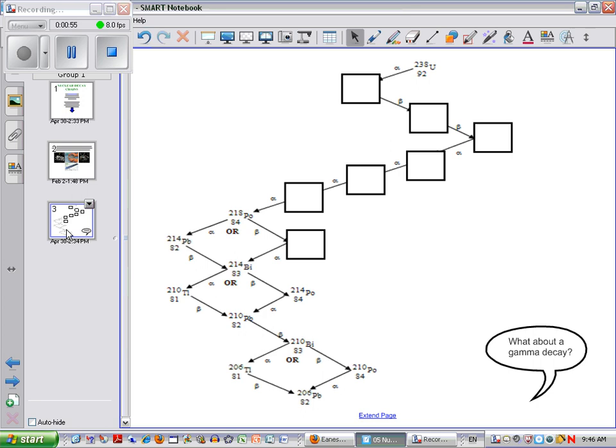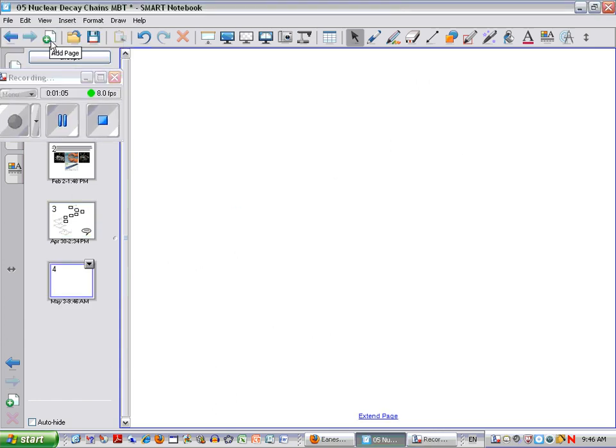I'm actually going to skip this slide because it's hard for me to write on this. I'm going to add a new blank one, but you have this in front of you. So we're starting with uranium-238, and its atomic number is 92.